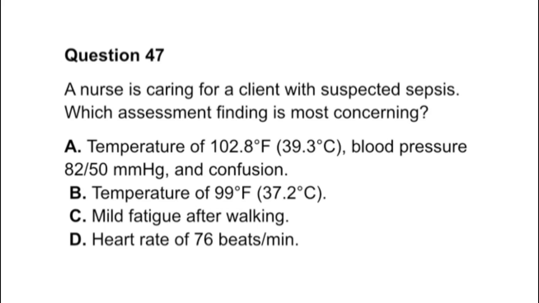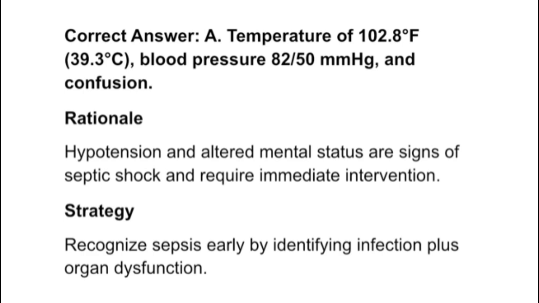Question 47. A nurse is caring for a client with suspected sepsis. Which assessment finding is most concerning? A. Temperature of 102.8 degrees Fahrenheit (39.3 degrees Celsius), blood pressure 82/50 millimeters of mercury, and confusion. B. Temperature of 99 degrees Fahrenheit (37.2 degrees Celsius). C. Mild fatigue after walking. D. Heart rate of 76 beats/min. Correct answer, A. Temperature of 102.8 degrees Fahrenheit (39.3 degrees Celsius), blood pressure 82/50 mmHg, and confusion.